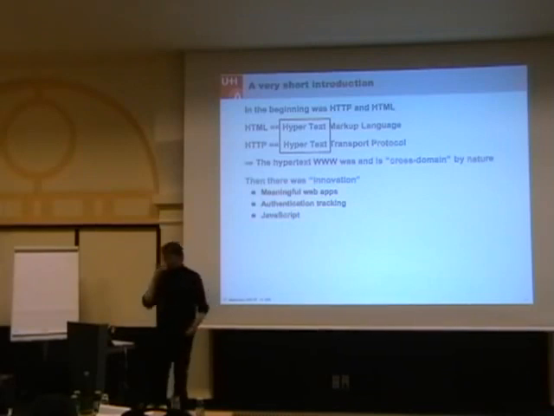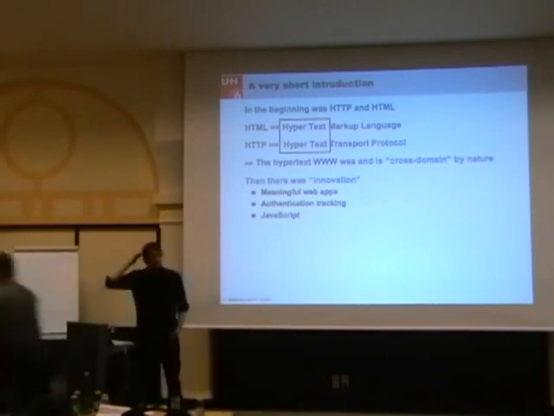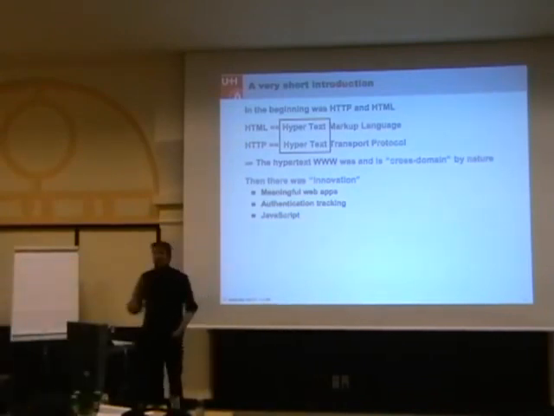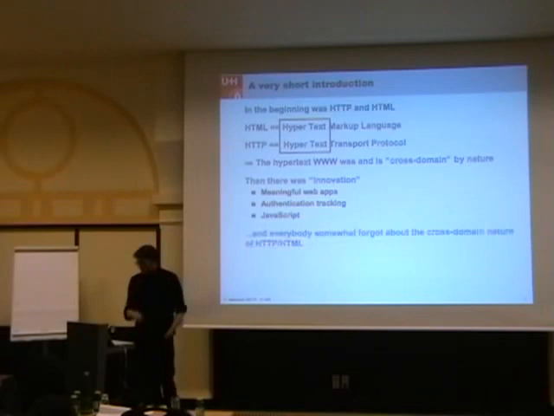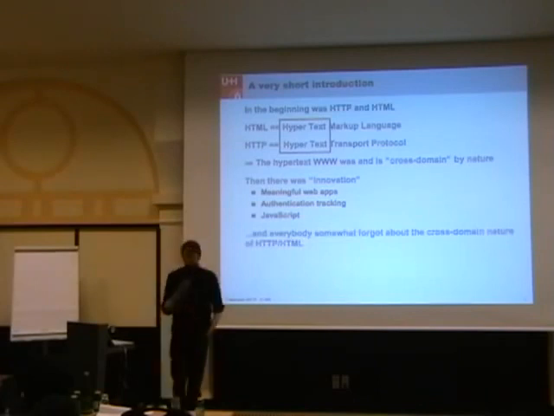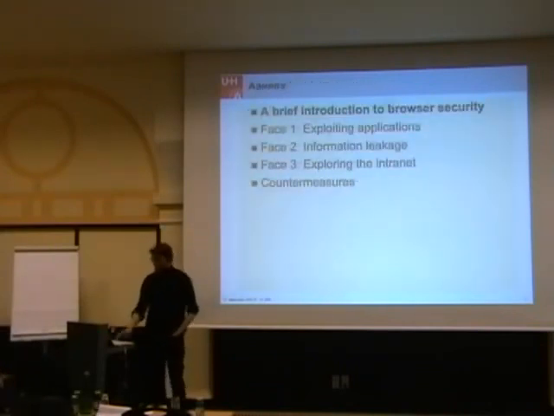And then you all have been there. We had innovations, and a lot of them. We started to have meaningful web applications that allowed you to do banking or email, and so you need authentication. Because HTTP has no session management, they invented their own session management. We have authentication tracking, and we have client-side technologies like JavaScript. And while this innovation happened, the people that did the innovation somewhat, not totally, but somewhat forgot that the internet or the www was about cross-domain interaction. And this is one of the reasons that causes the problems I will talk about today.